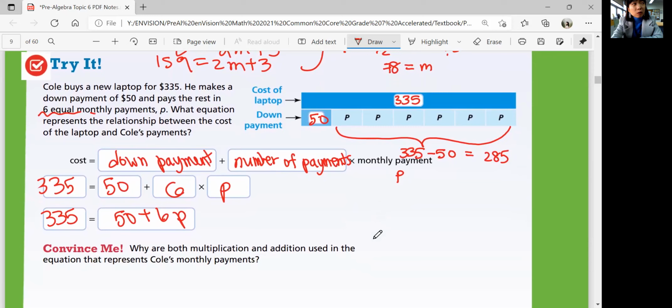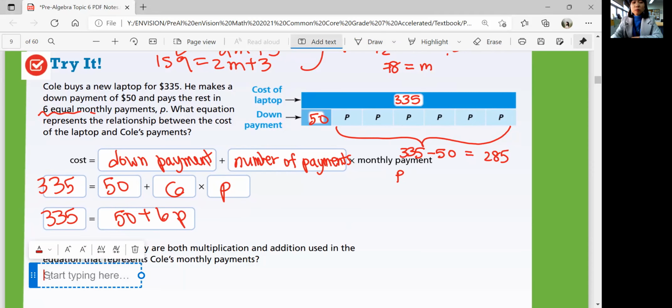Let's look at convince me. Why are both multiplication and addition used in the equation that represents Cole's monthly payments? Why are they both used? Why do you need multiplication, first of all? You need multiplication to determine the total of the 6 equal payments, right? What about addition? Why do you need addition? You need to combine the down payment and the total of 6 equal payments to make the final cost, right? The total of 335, you need to combine them.